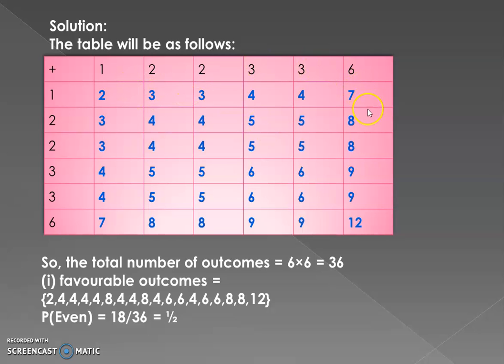Like in the first row you have 7. In the second row you have 8. Third row also you have 8. In the fourth row you have 6, 6 and then 9. Then again 6, 6 and 9. And then in the last row all are above 6. So all are favorable outcomes.